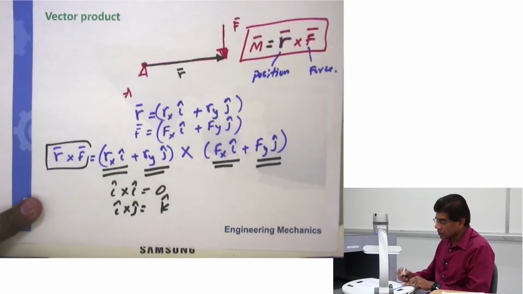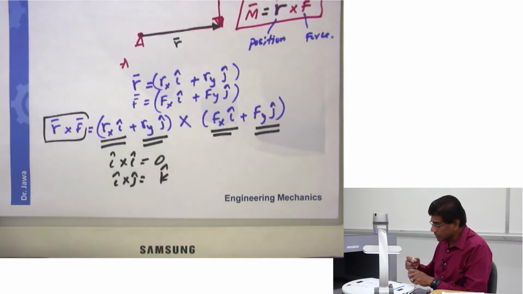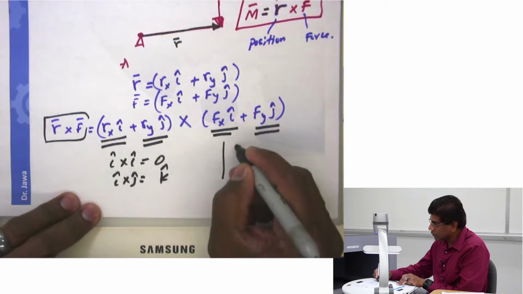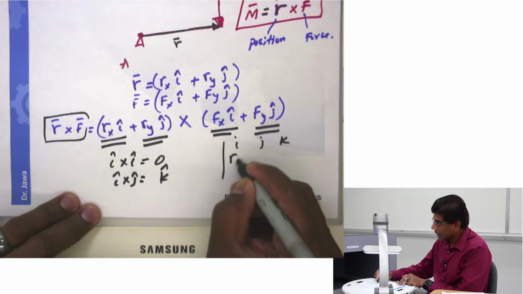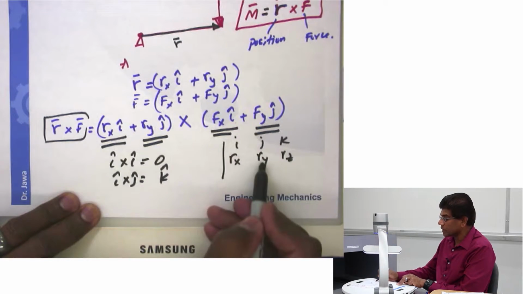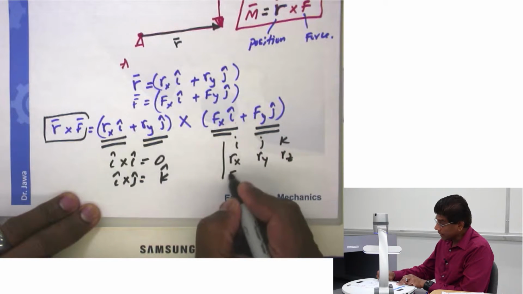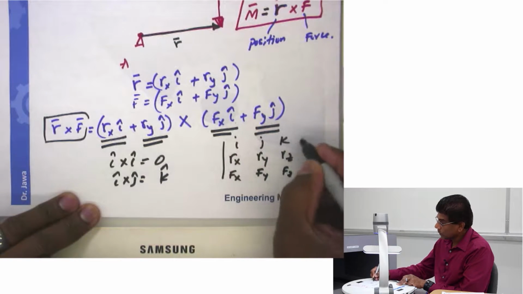When you have to cross two vectors for calculating moment, you can express this using the determinant of a matrix form where you have I, J, K, and then you have Rx, Ry, Rz, meaning these are all the components of position vector in 3D. And then the third row will be the components of force vector.